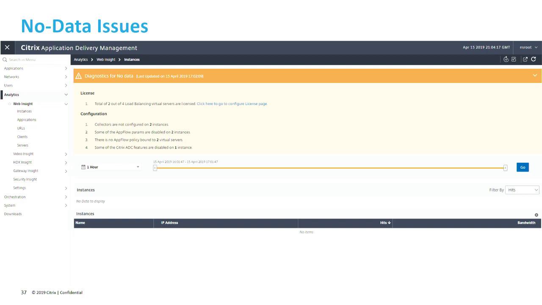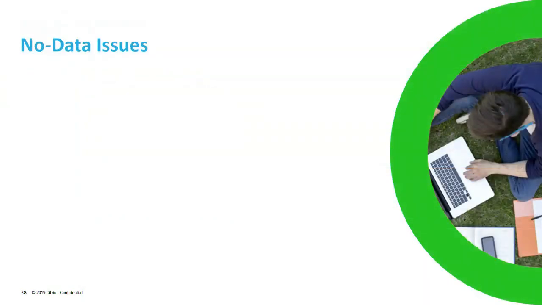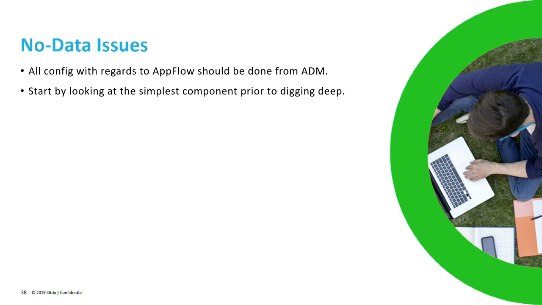When troubleshooting a no data issue, we always try to start off with the simplest things. All the config for AppFlow should be done on ADM. It should not be done on the ADC. Start looking at things like the ports. Make sure the correct ports are open, to determine why we are not getting any data to ADM from the ADC.